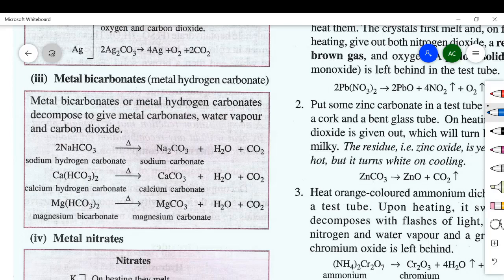For that you have to learn that radical table. And if you are not aware of that radical table, every time you'll be writing the formula wrong. So this is a strict, mandatory notification to you: please learn that radical table. So what will happen when you heat metal hydrogen carbonate? Carbonate will be formed, water vapor, and carbon dioxide will be formed. So three compounds.